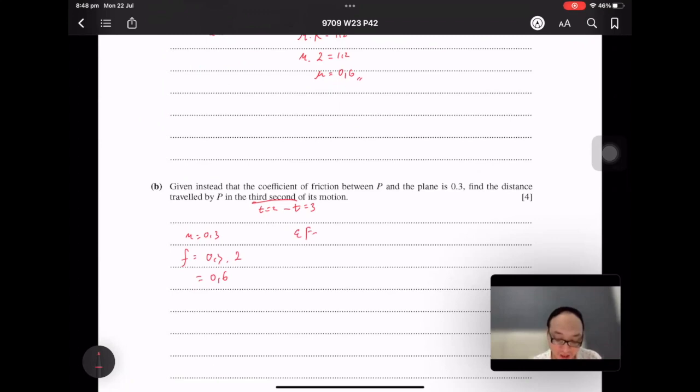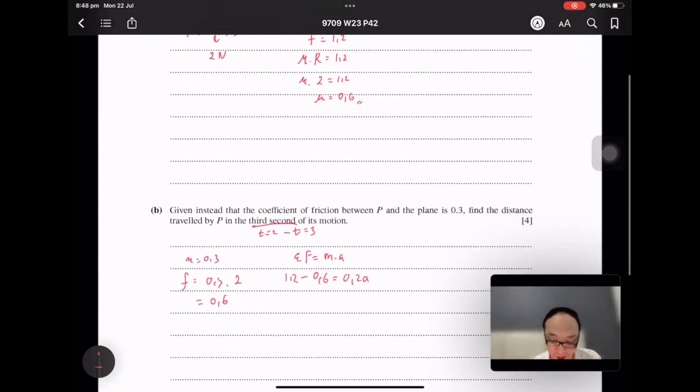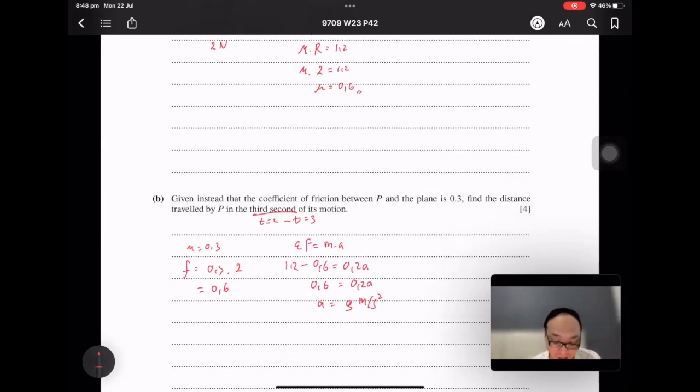And sigma F equals ma. It's no longer in limiting equilibrium, so sigma F will be 1.2 minus 0.6 equals the mass, 0.2, times a. So 0.6 equals 0.2a, so a equals 3 meters per second squared. Now we find the distance traveled in the third second of its motion.